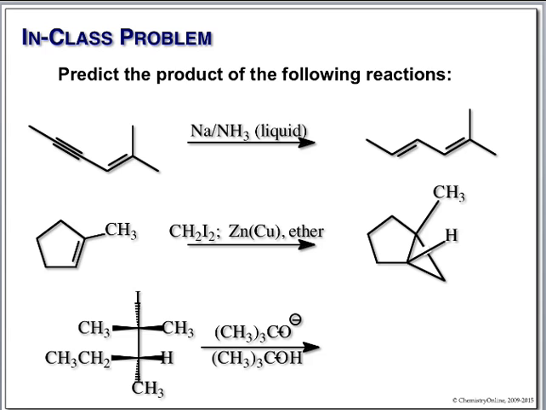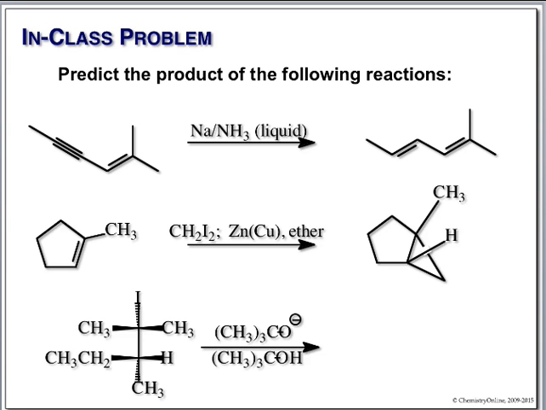All right, this next guy, we are doing an elimination, aren't we? How do we know that? Because we're doing tert-butoxide and tert-butanol. Whenever you see those reaction conditions, you sit there and say to yourself, by George, I'm doing an E2 elimination. Okay.